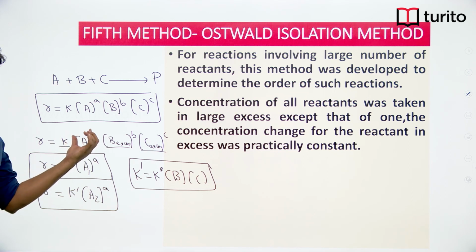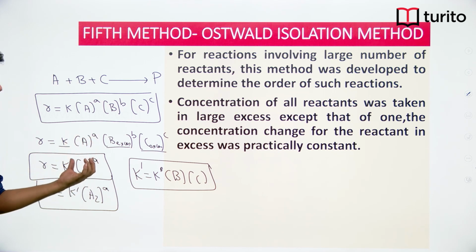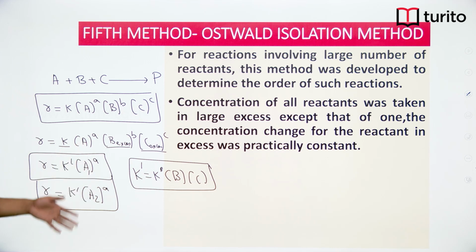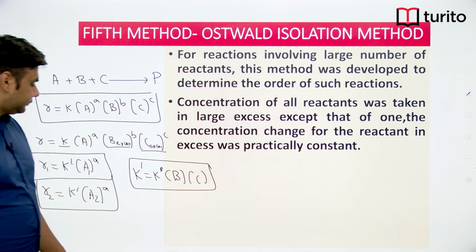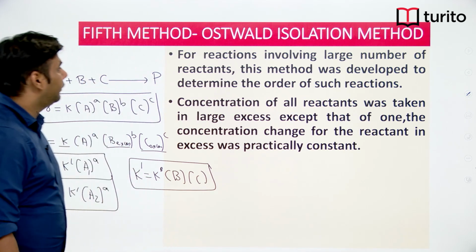So the only thing we are left with is one of the reactants, and we change its concentration. Suppose we take it as A1, A2, you just divide them, and we get different rates at different concentrations of A. On dividing, we'll get the value of the order. So I hope this is clear to everyone.